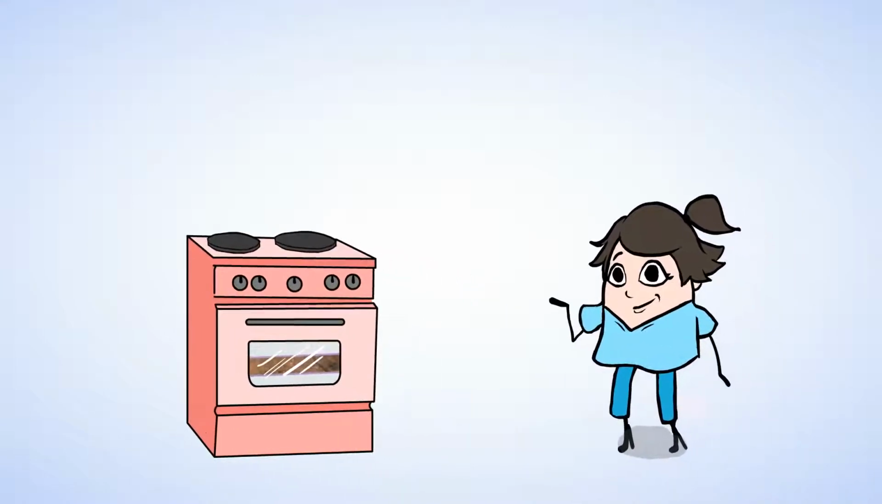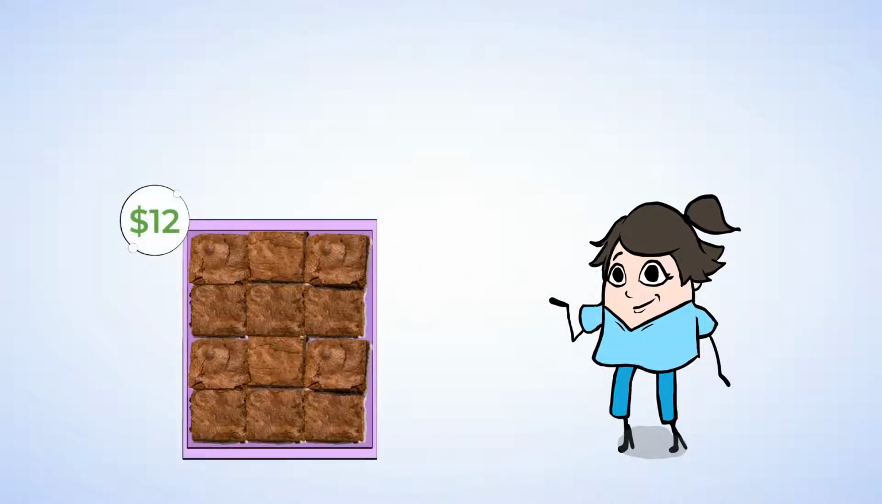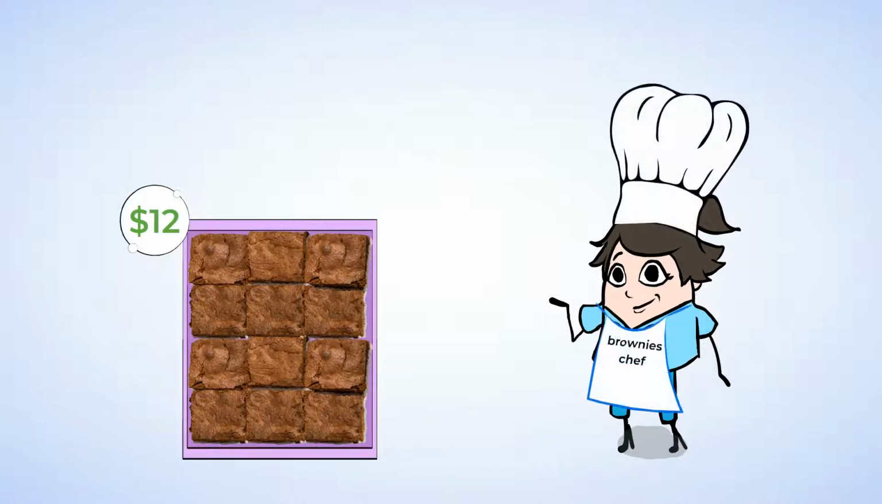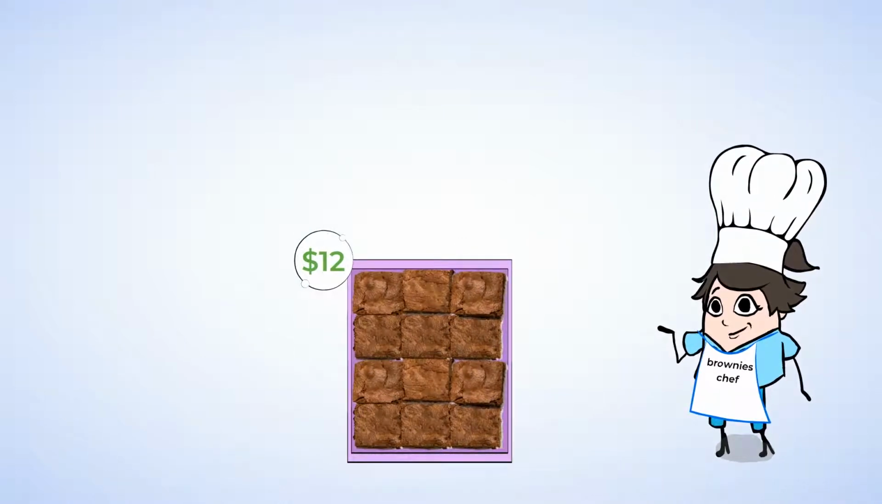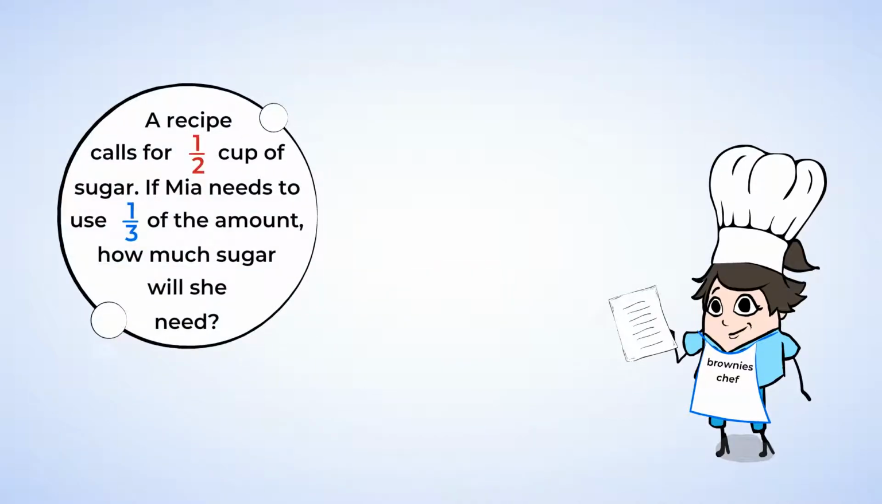Smells like somebody's baking. And that must mean it's bake sale time. Mia is going to bake brownies, but her recipe makes way too many brownies, so she needs to find out the ingredients for 1/3 of the recipe. If the recipe calls for 1/2 cup of sugar, how much will Mia need to use?